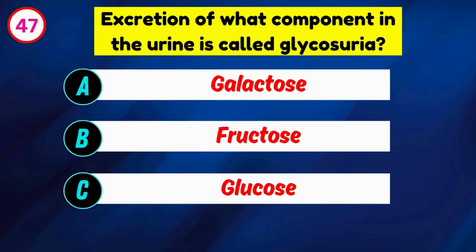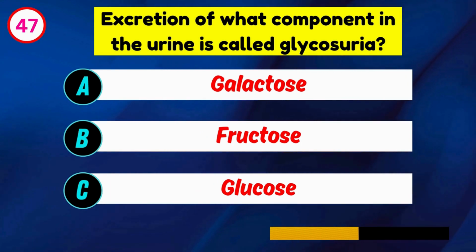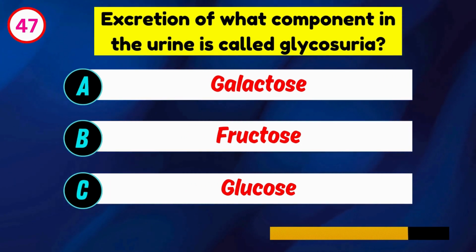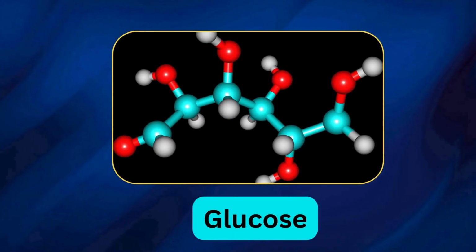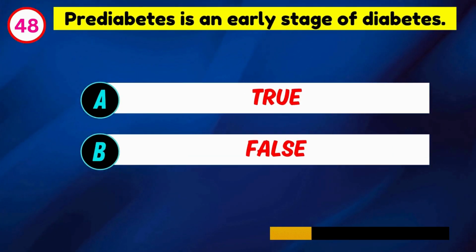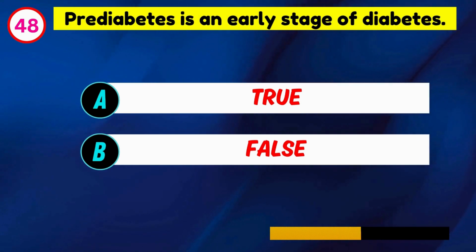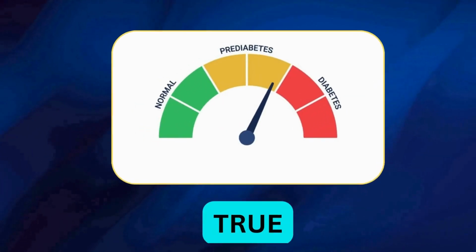Excretion of what component in the urine is called glycosuria? Galactose, fructose, glucose. Glucose. Prediabetes is an early stage of diabetes. True or false? True.